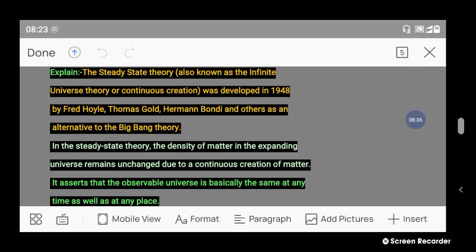The steady state theory, also known as the infinite universe theory or continuous creation, was developed in 1948 by Fred Hoyle, Thomas Gold, Hermann Bondi, and others as an alternative to the Big Bang theory. In the steady state theory, the density of matter in the expanding universe remains unchanged due to a continuous creation of matter. It asserts that the observable universe is basically the same at any time as well as any place.